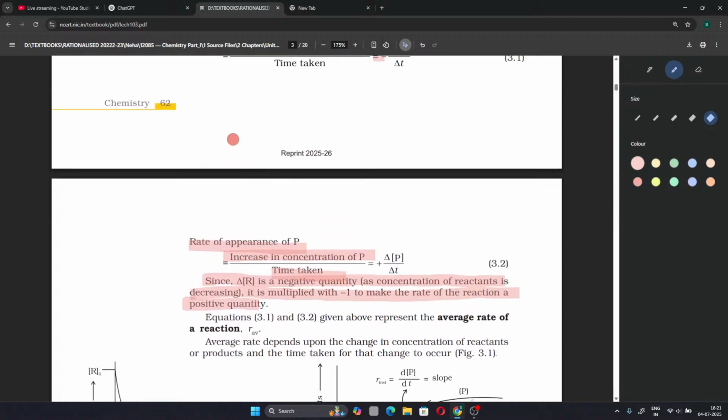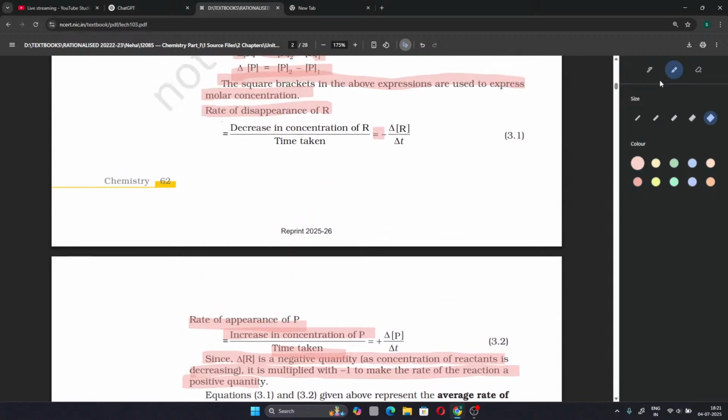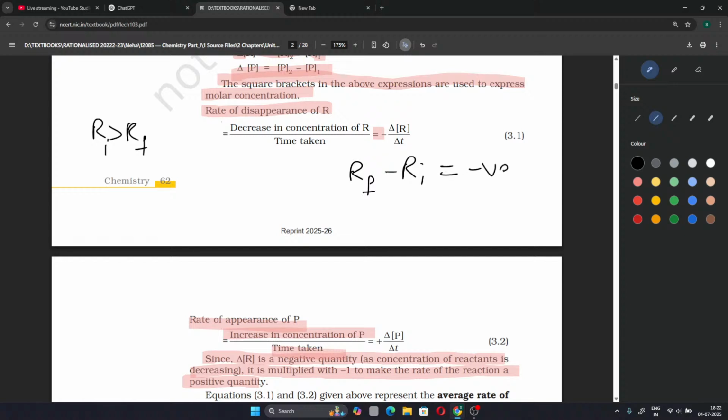Basically, here it is minus because of one more reason. When we take R final minus R initial for the reactant, we know that in the forward reaction, R initial would be greater than R final. So this will give a negative value. To avoid a negative value in this equation for the rate, we take a minus sign here. Minus times minus, we will get a positive rate.